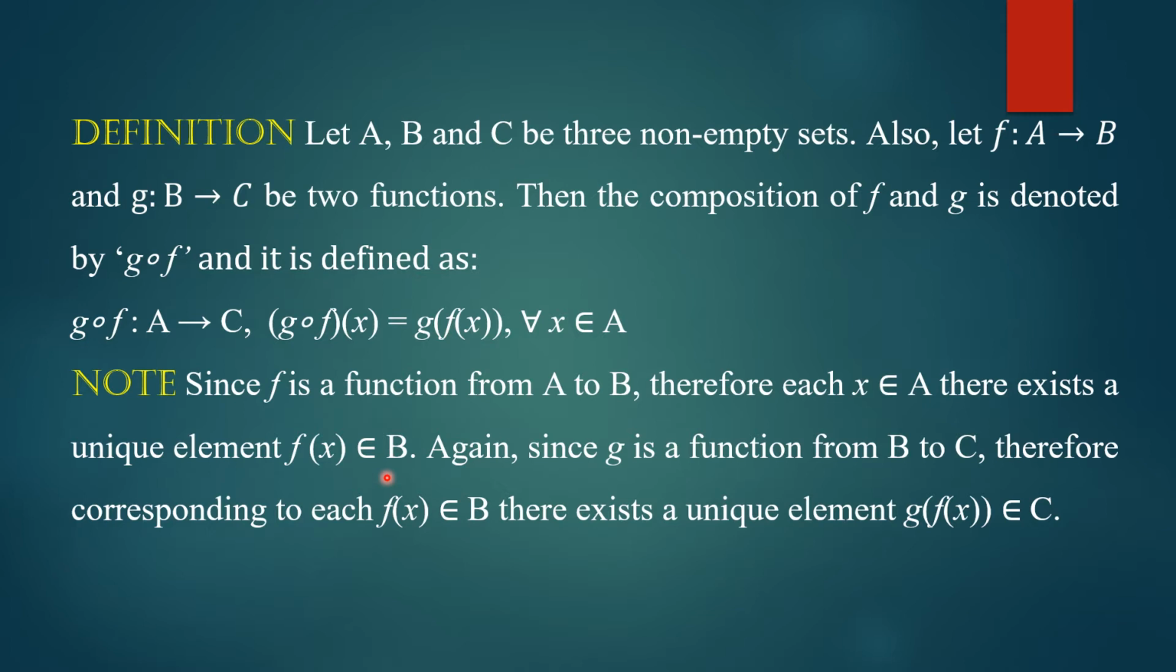So the pre-image under the function g is f(x) now. Since g is a function from B to C, corresponding to each f(x) in B, because x is in A so f(x) will be in B, f(x) has an image in C, and that will be g(f(x)), that is g of the element f(x) in B. So g(f(x)) will be in C. You see an oval diagram; it will be clear to you.